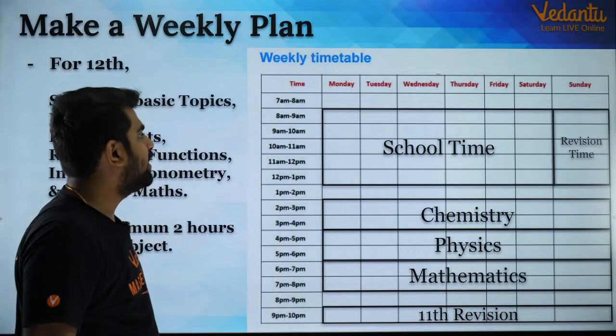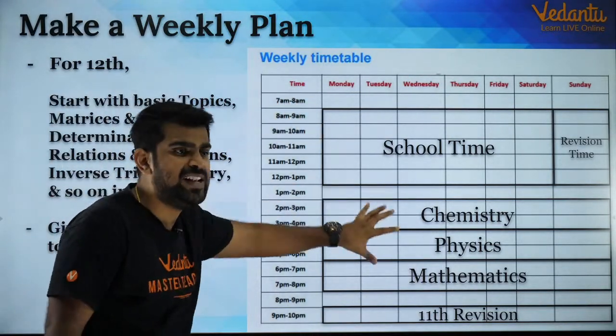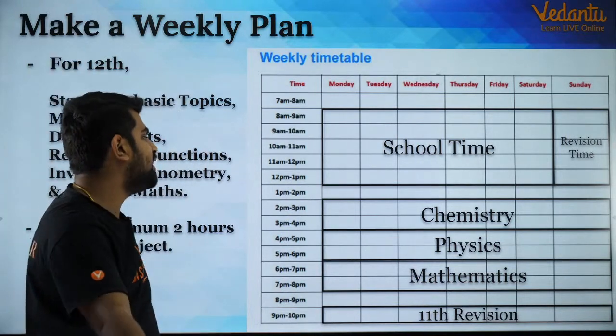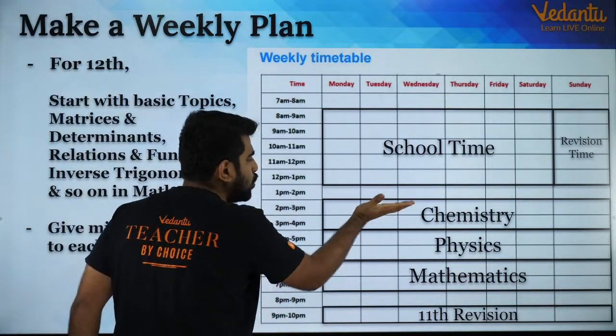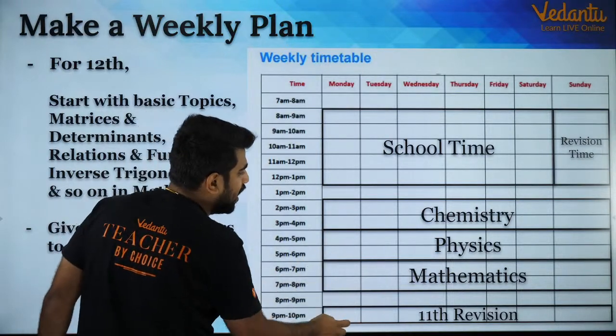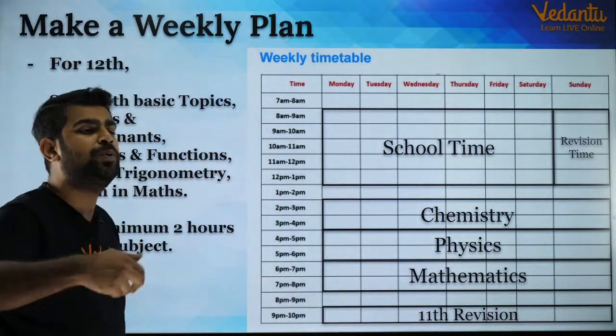So this is the schedule which I feel will work for a 12th standard student if you have no coaching. If you are in coaching, then reduce the 2 hours to 1 hour. So you can make it 1 hour, 1 hour, 1 hour, and then 1 hour for revision. For 12th, you need to put in more time.